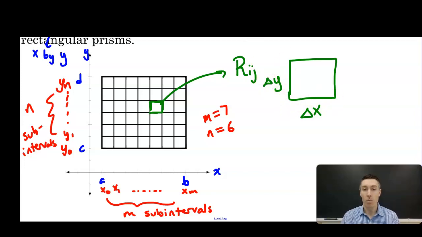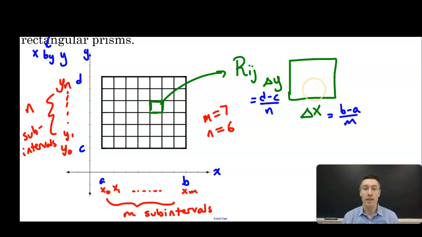Computationally, delta x would really be b minus a over m. Right? How long is the interval divided by how many subintervals we broke it into, and then delta y would be d minus c over n. So that would get us the area of the base, and if we're talking about a rectangular prism, we're looking for volume, which is area of the base times the height.